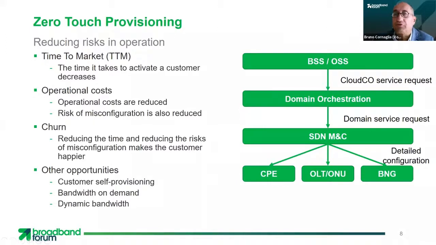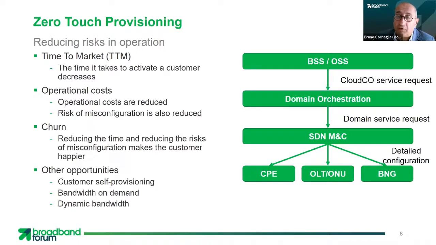Zero-touch provisioning is really important in an operator network because it not only gives the opportunity to reduce human resources, that is OPEX, but also to reduce the risk in operations. First of all, it delivers value to the end customers. First of all, it reduces the time to market. Because the time to activate the card will decrease and will be lower, and so the customer is happier.